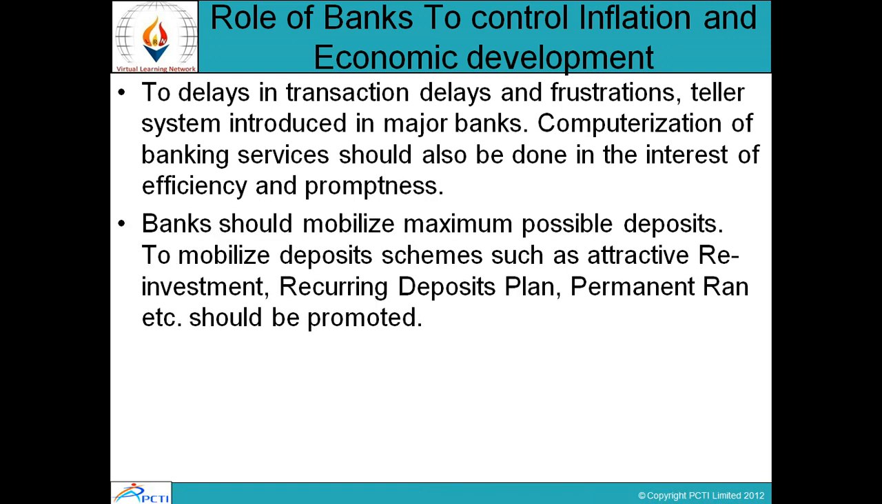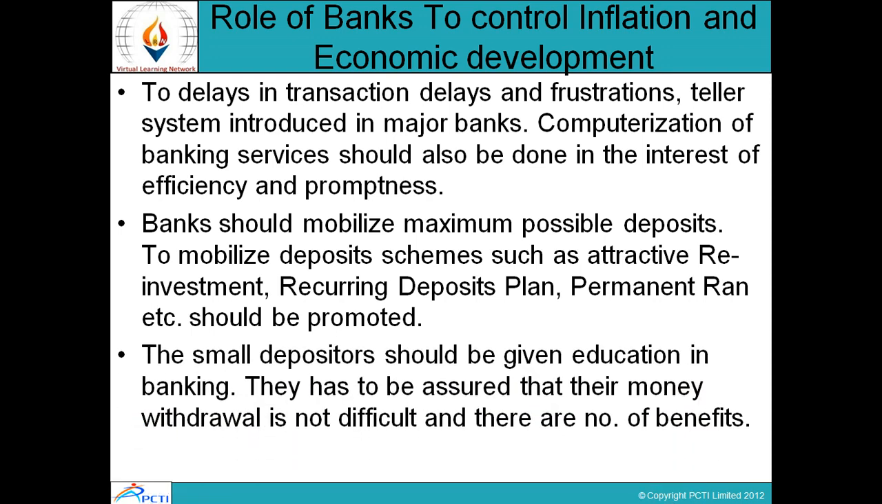Banks should mobilize maximum possible deposits. To mobilize deposits, schemes such as attractive reinvestment, recurring deposit plans, permanent deposits, etc. should be promoted. The small depositors should be given education in banking. They have to be assured that their money withdrawal is not difficult and there are a number of benefits.